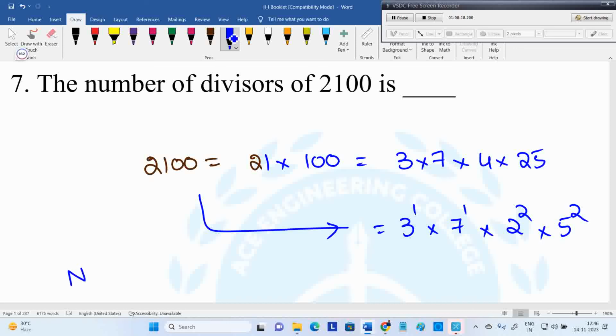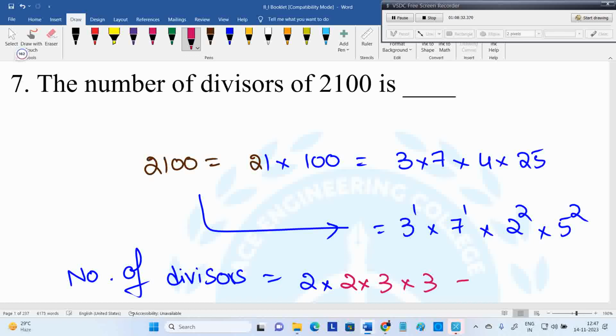Now, the number of divisors is nothing but adding 1 to each power: 2 into 2 into 3 into 3, which is 36. In the exam, imagine writing all 36 factors is difficult. We have two more questions to discuss, so do it fast.